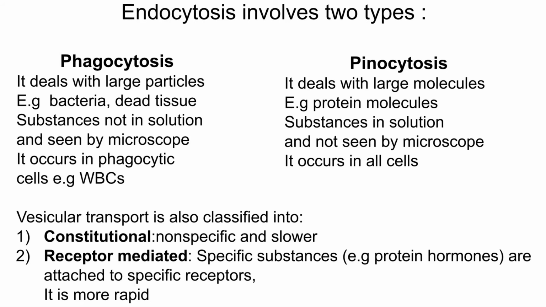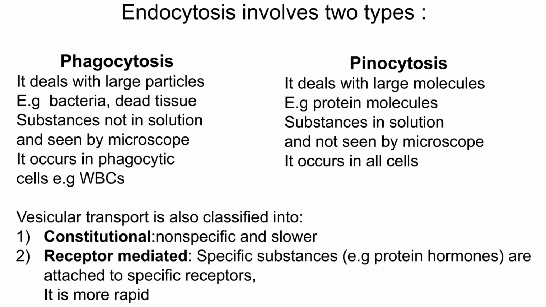In phagocytosis, substances are not in solution, which means that they can be seen through a microscope, while in pinocytosis, substances are in solution, which means that they cannot be seen by a microscope. Phagocytosis occurs in phagocytic cells, for example, white blood cells, while pinocytosis occurs in all cells. Phagocytosis means cell eating, while pinocytosis means cell drinking. This is because the engulfed substance is not seen. We only see cells taking water.